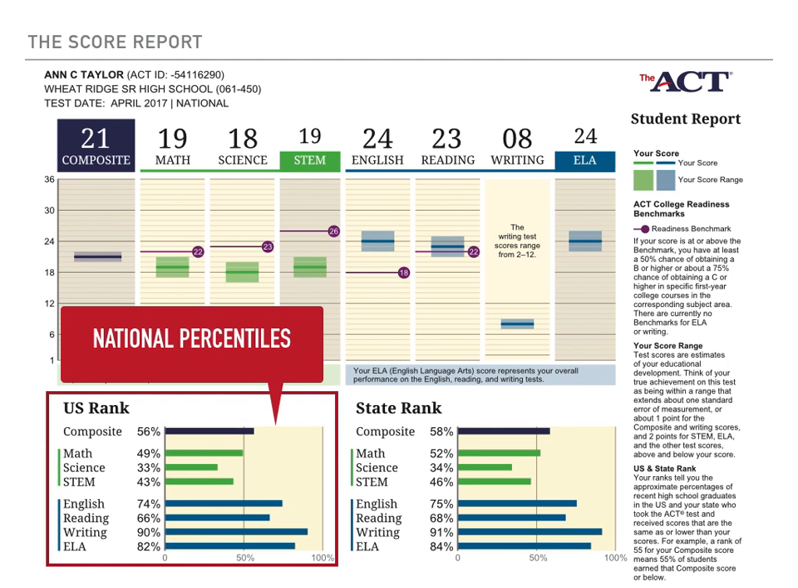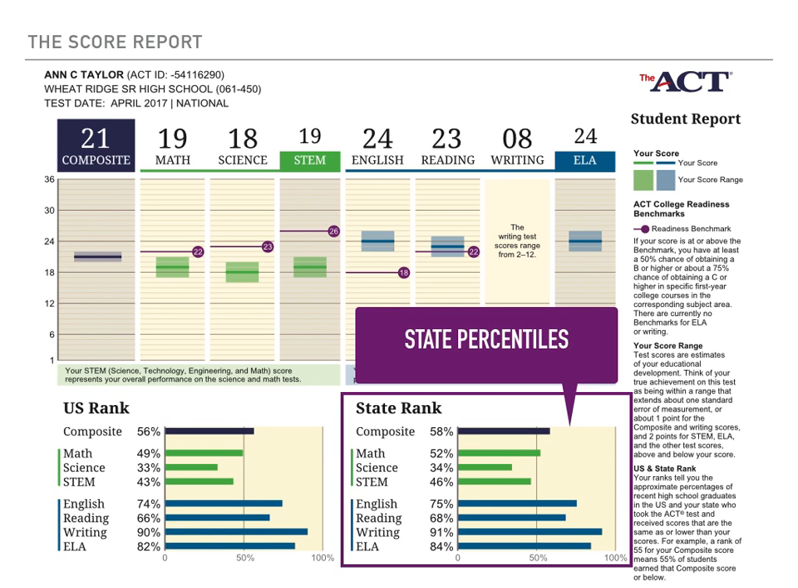Down here in the bottom left-hand corner, we see our national percentiles, and this is where you would rank as far as the nation. So this girl's 21 composite score puts her in the 56th percentile of the nation, but then over here in her state, she's actually in the 58th percentile. So your US rank and your state rank would be a little bit different.